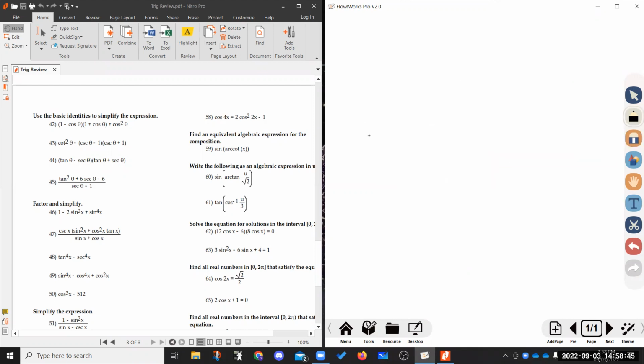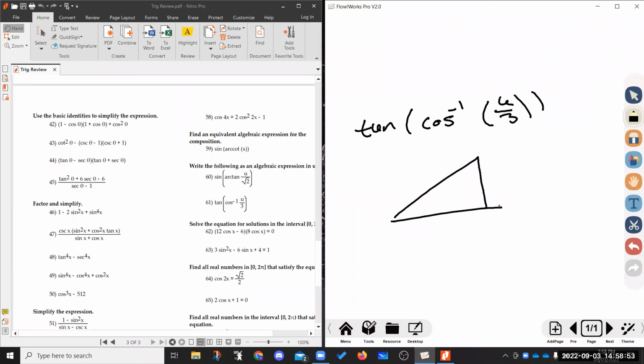Now I'm going to find the tangent of the arc cosine of u over 3. So if the cosine is u over 3, that makes this side over here the square root of 9 minus u squared. And that's by the Pythagorean theorem. The tangent of theta down here is going to be opposite over adjacent.